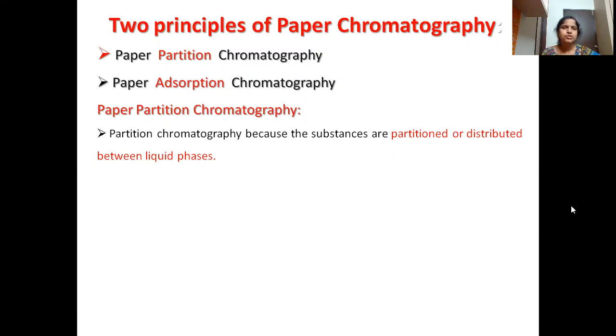So in all the chromatography techniques, I said that we will have a mobile phase and a stationary phase. Now in the partition chromatography, both the mobile phase and the stationary phase will be in liquid form. So between these two phases, which are liquids, the components have to get distributed.